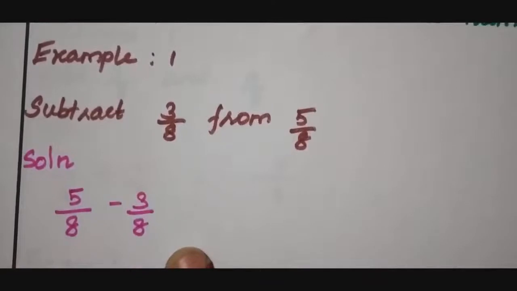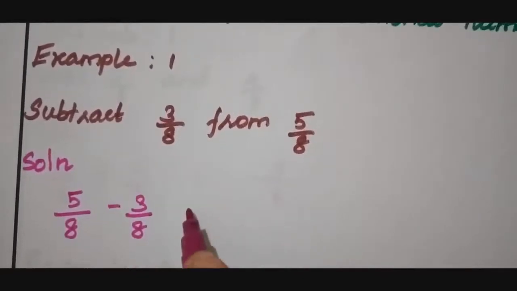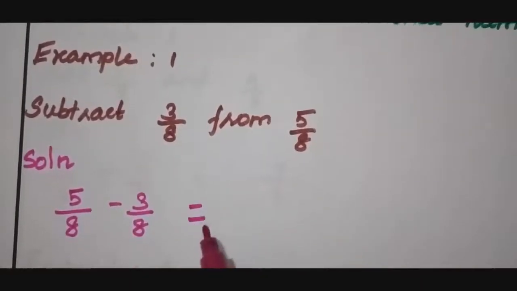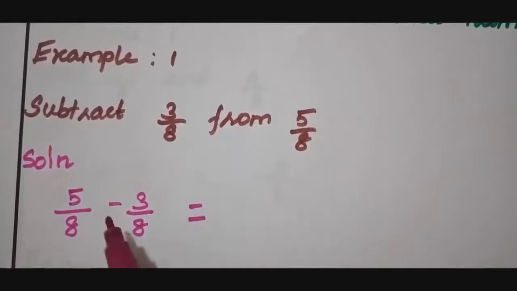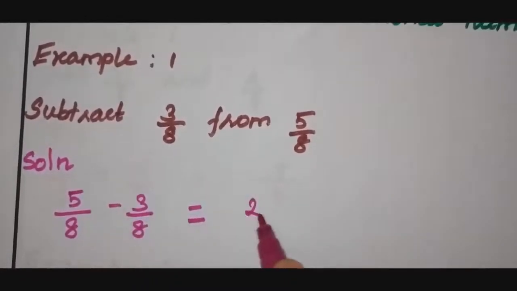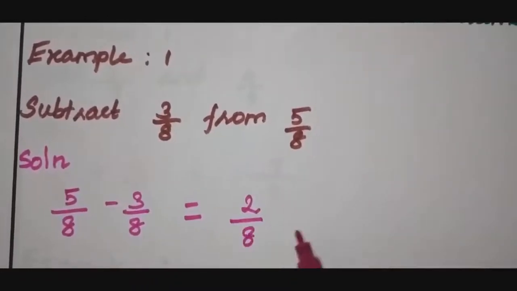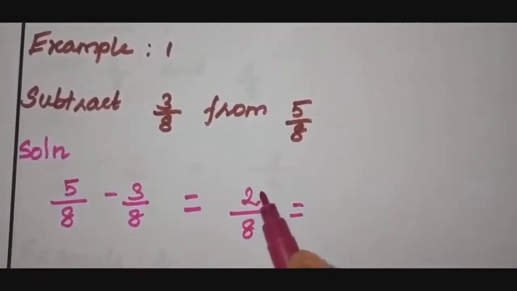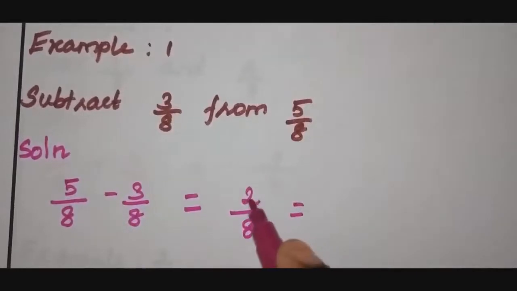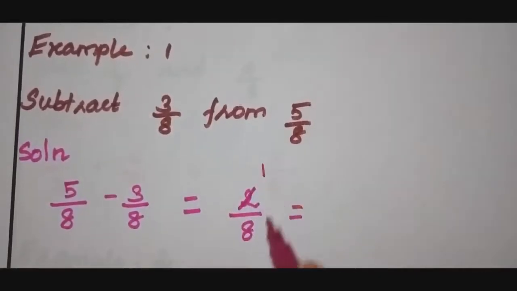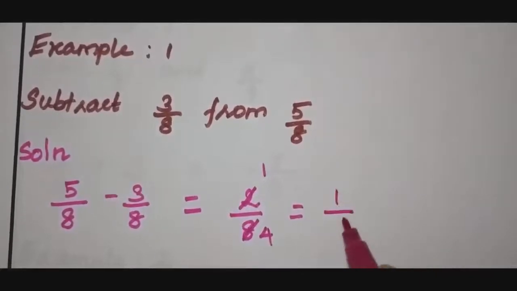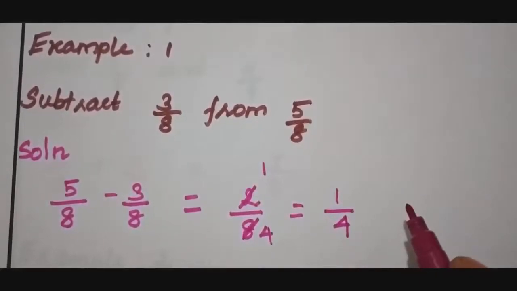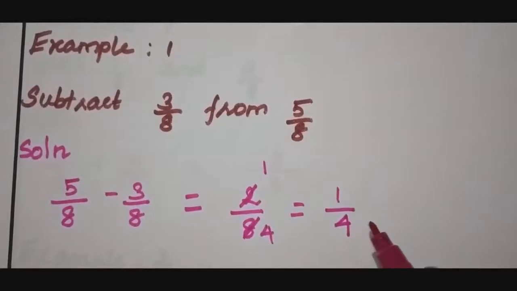Here the denominators are same. So is it very easy to solve? Isn't it? So now the difference between 5 and 3 is 2. So you can write the denominator as such. Further we can simplify this one. These two are 2 tables answer. 1 2 is 2 and 4 2s are 8. So you can write the answer as 1 by 4. This is a standard form of rational number.